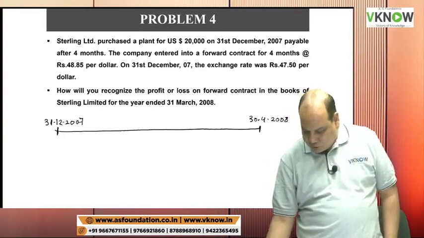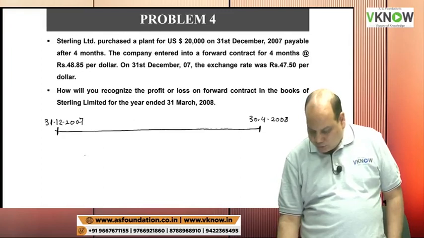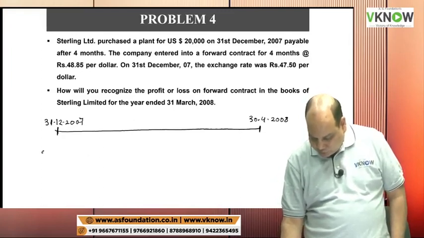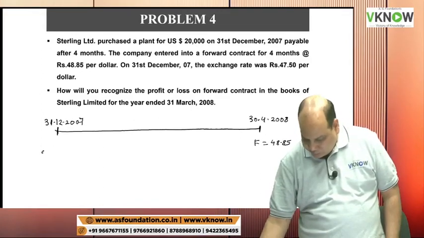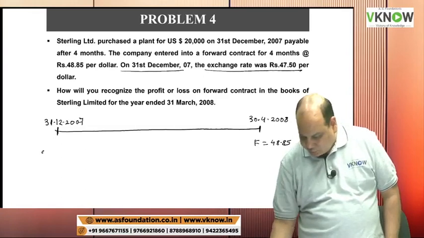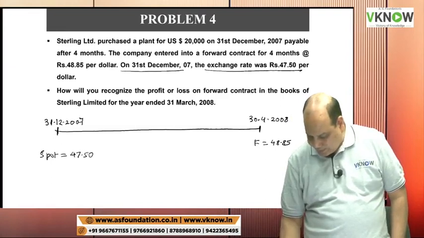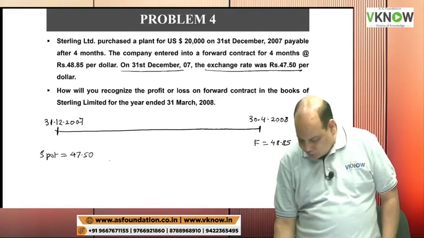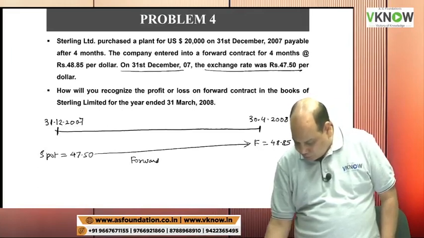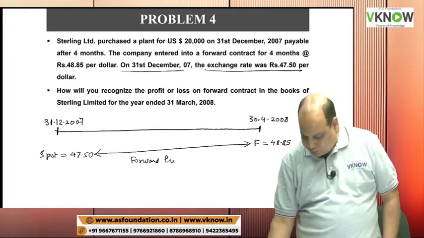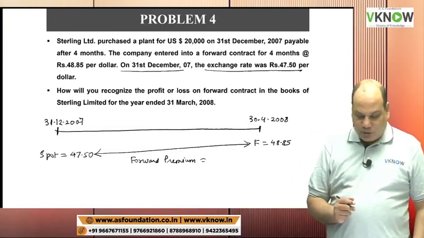Okay. This contract is for 4 months at rupees 48.85. So this is forward rate. Forward rate is 48.85. On 31st December, the exchange rate is 47.50. Oh, so there is a forward premium involved, because your forward rate is more than the spot rate.